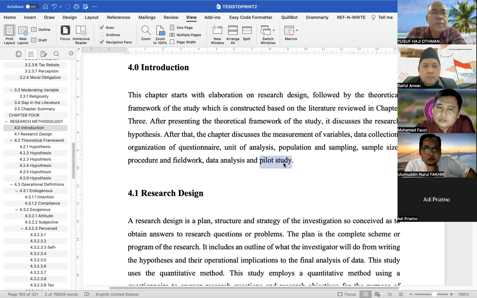And for proposal defense, you need to complete writing chapter 1, chapter 2, and chapter 3. So hopefully by the end of this class, all of you will be able to write chapter 1, chapter 2, and chapter 3, right?